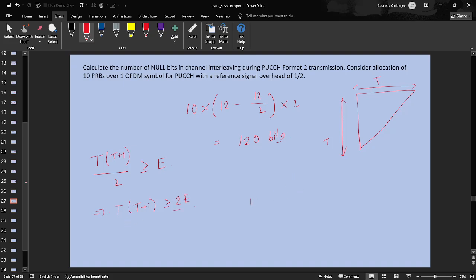So essentially the number 15 into 16 comes out to 240. Then the null bits should be T times (T plus 1) over 2 minus E. In that case it's coming out to be exactly the same, so the number of null bits should be 0 here.